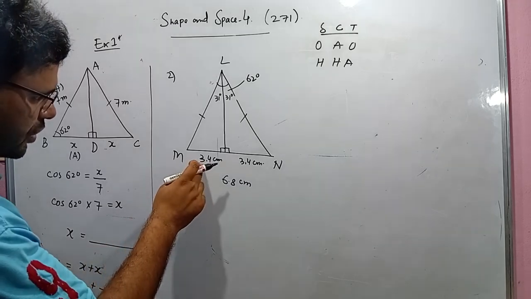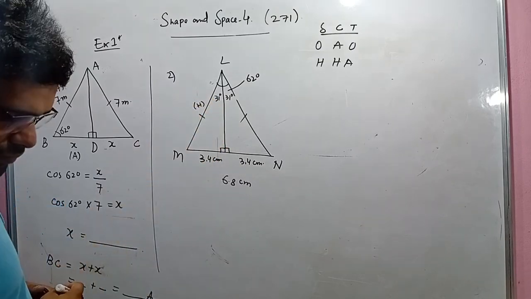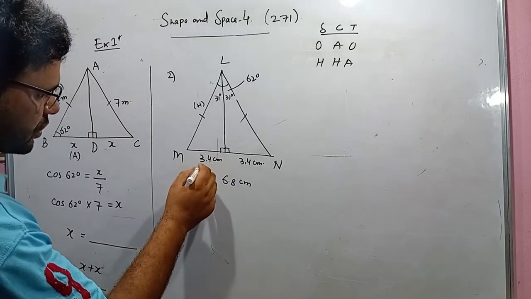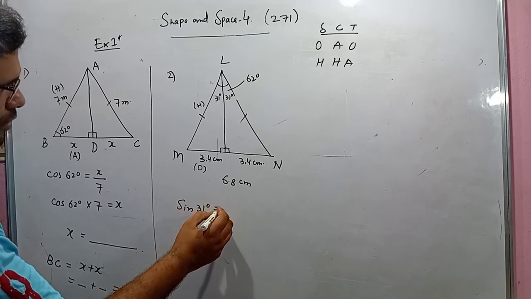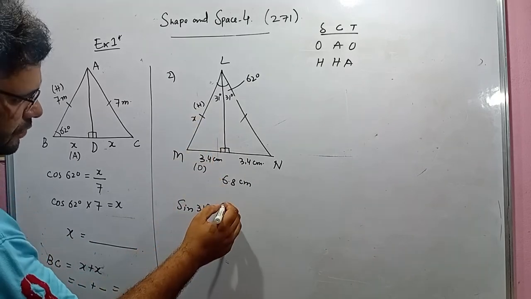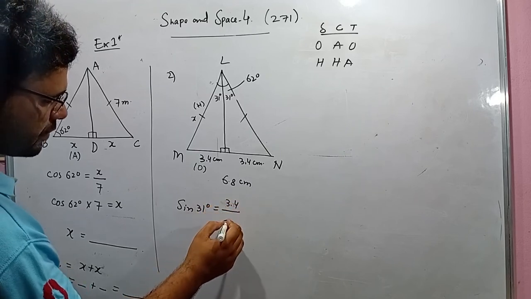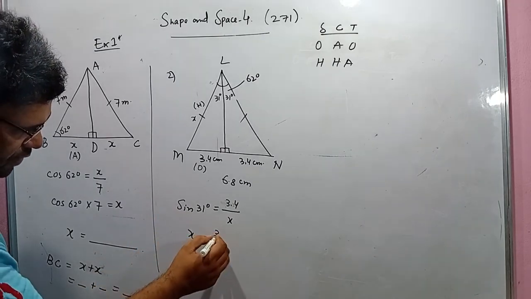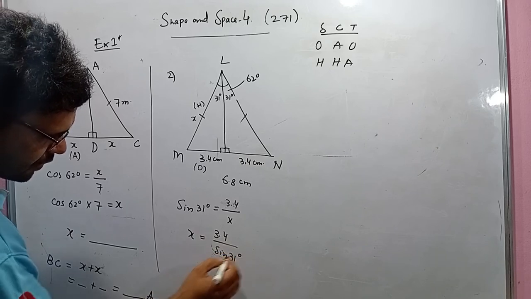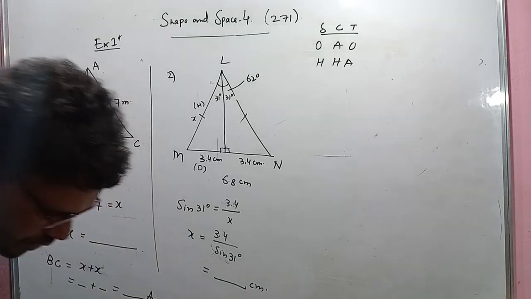And this is 3.4. Now for this angle, this is the hypotenuse, LM, and this is the opposite. So we can directly use sine 31 degree is equal to opposite divided by hypotenuse, that is 3.4 divided by x. Now doing transposition, x is equal to 3.4 divided by sine 31 degree. You will get the value in centimeters. It's very easy. You can do it. It's a very easy question.